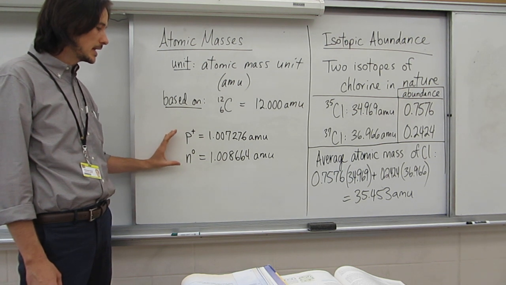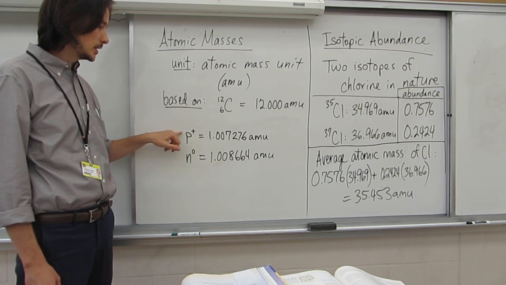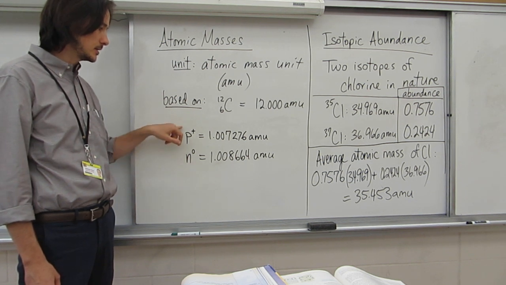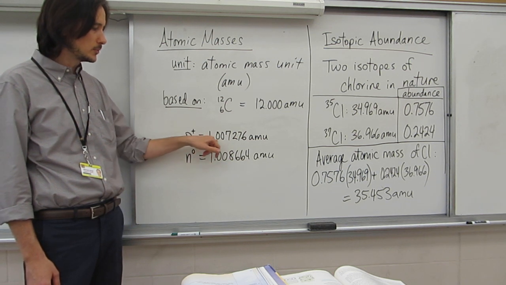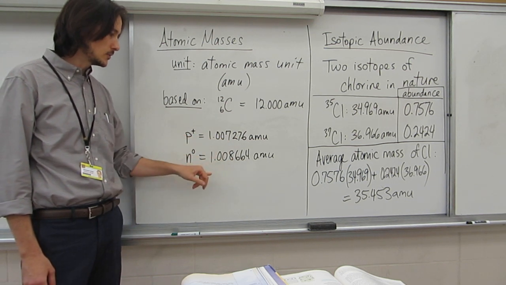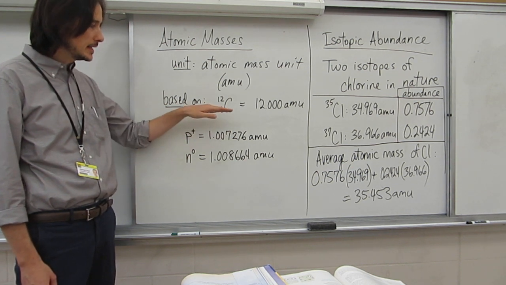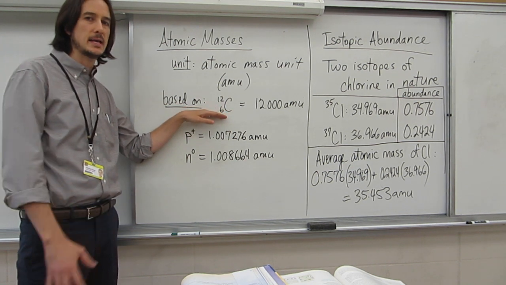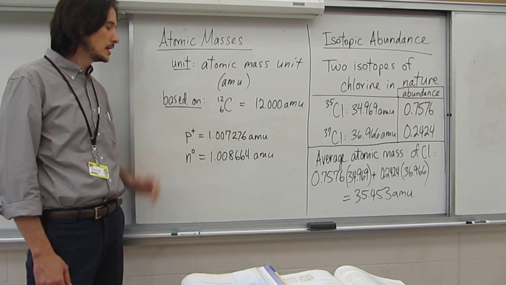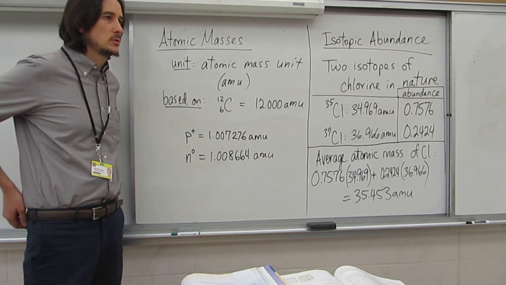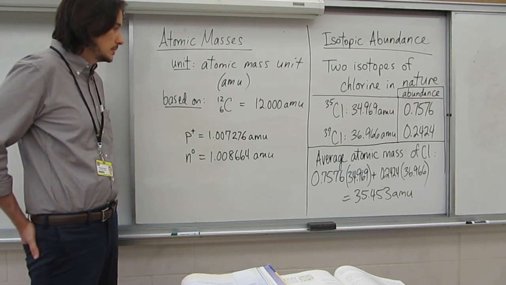The reason for that, we'll save for another time. But I want to point this out: a proton and neutron, although they are close to 1, we see 1.01, 1.007, 1.008, or 1.09. They are not exactly 1. So it is carbon-12 that is defined as having 12.000 AMU.